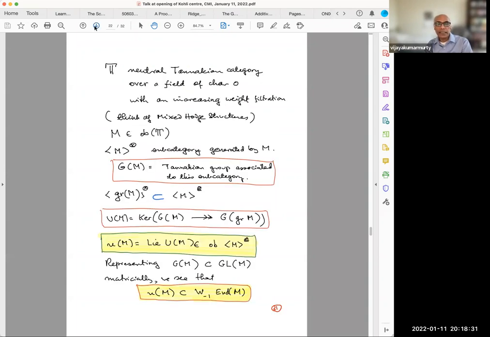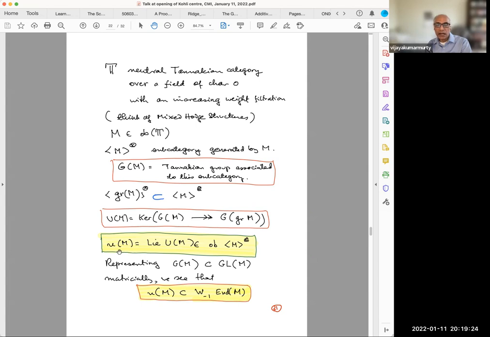Okay, now more generally, I just want to say a few words about how we studied the unipotent radical. So I have some sort of Tannakian category with a weight filtration. Think of mixed Hodge structures, just to be very explicit. And I take an object, then I can look also inside the category generated by the graded object. I take the object graded according to the weight filtration and take the tensor subcategory generated by that. And the unipotent radical is essentially the kernel of the quotient map of the motivic Galois group of M to the motivic Galois group of the graded object. And little u of M is the Lie algebra of that object.